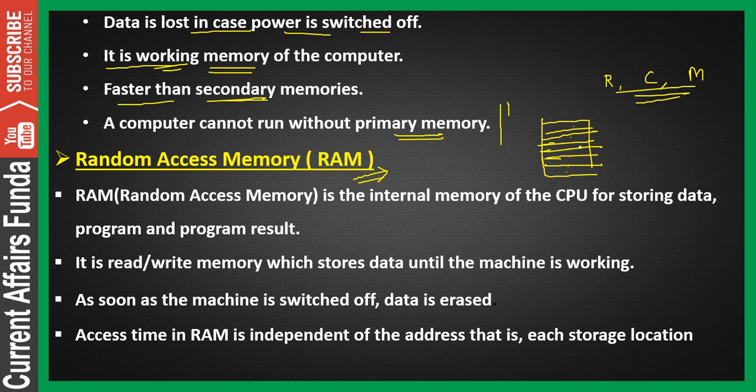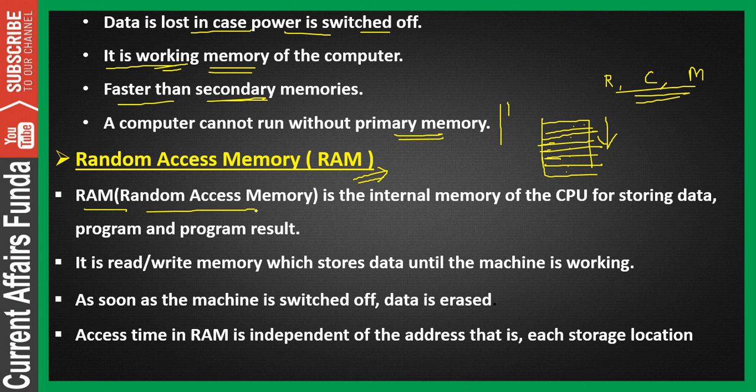Randomly means data can be taken from anywhere, whether it is here, here, or here. It can randomly access any data from your memory. It never accesses your data in a sequential way, like first it takes this one, then the next one, then the next one. That is not how it works. It can access data from anywhere.